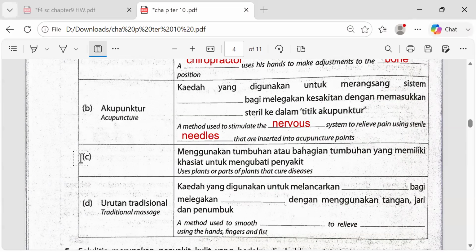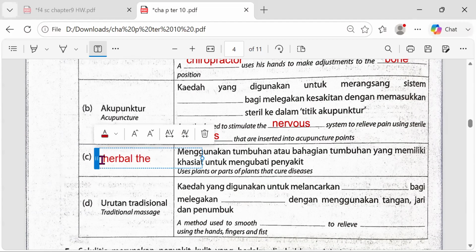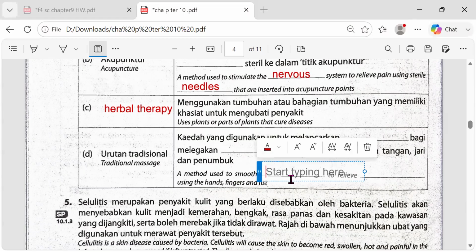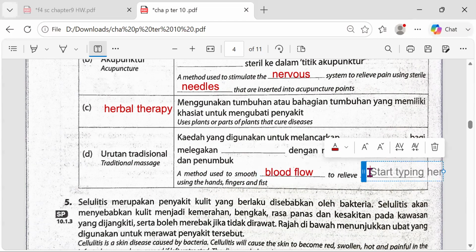So herbal therapy uses plants or parts of plants that cure diseases. Traditional massage is to smooth blood flow and to relieve pain.